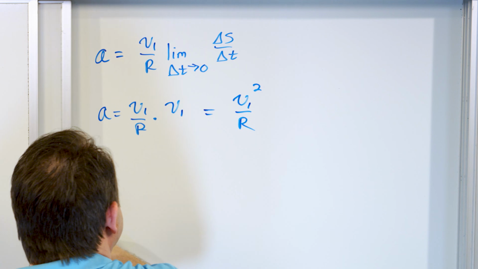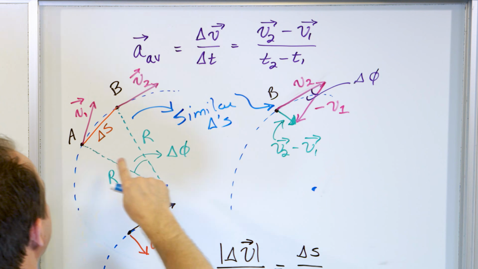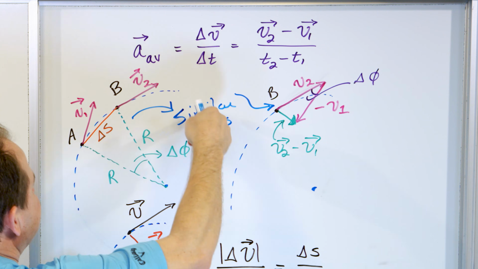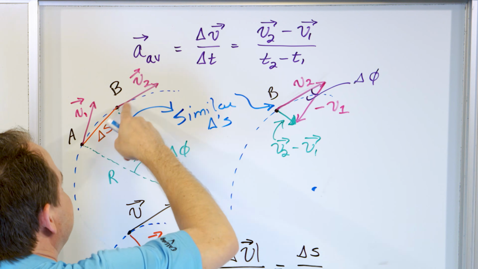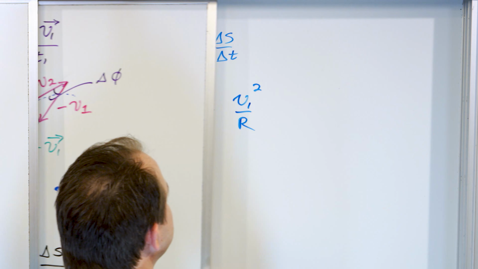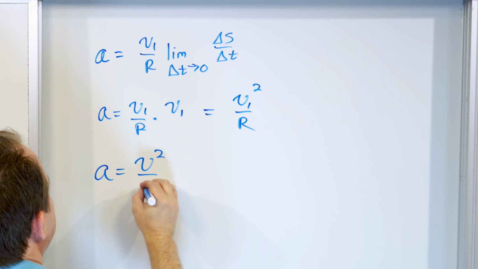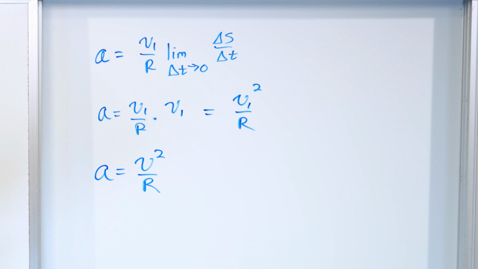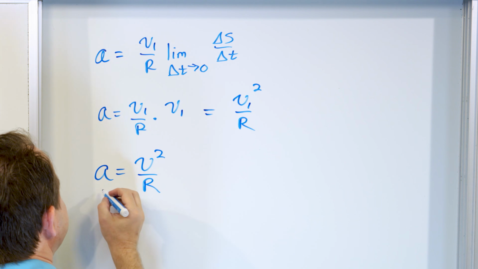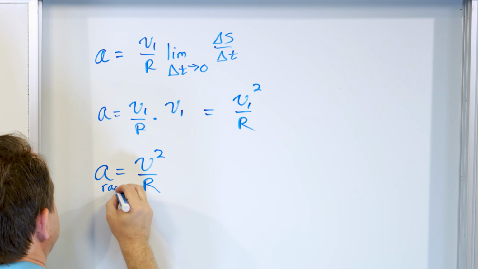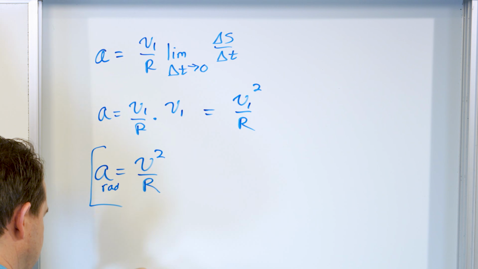But then you realize that's basically what we're looking for, but V1 squared. The velocity is the same all the way around the circle. So we don't need to keep track of V1 and V2 anymore. We can just say A is equal to V squared over R at any point along the circle. Okay, so sometimes you see this called radial acceleration or centripetal acceleration, V squared over R.